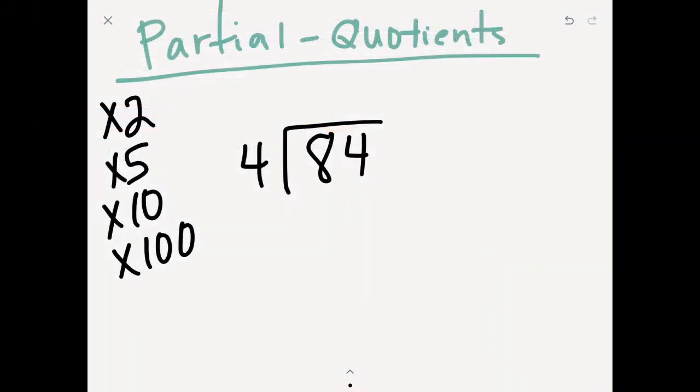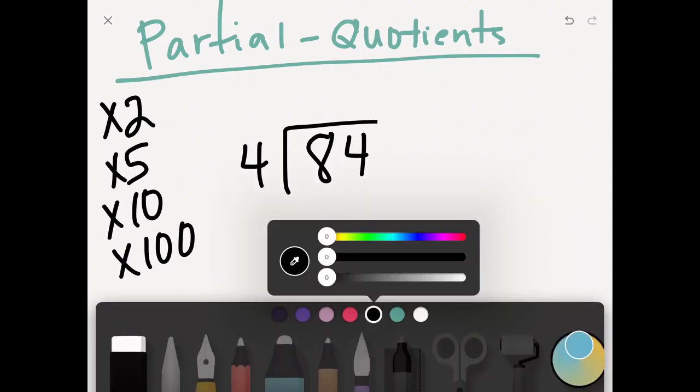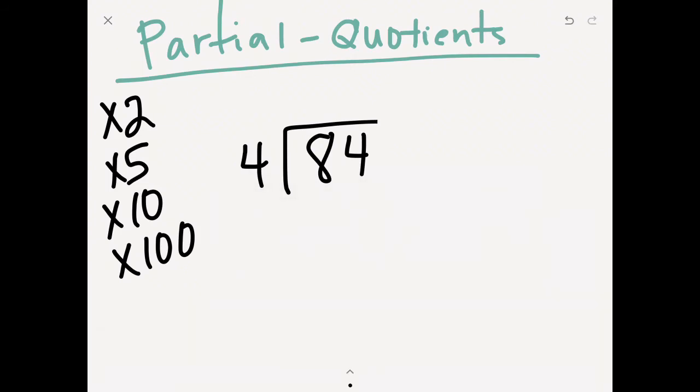On our strategy of partial quotients, we've done this together in class, but I just wanted to revisit it to refresh your memory. When we're working with larger numbers that we're dividing out, this is a great strategy in helping you determine what the answer is. So we're going to take a look at our problem here, 84 divided by 4. The first step is I'm going to extend this line down so that we can keep track of our thinking.